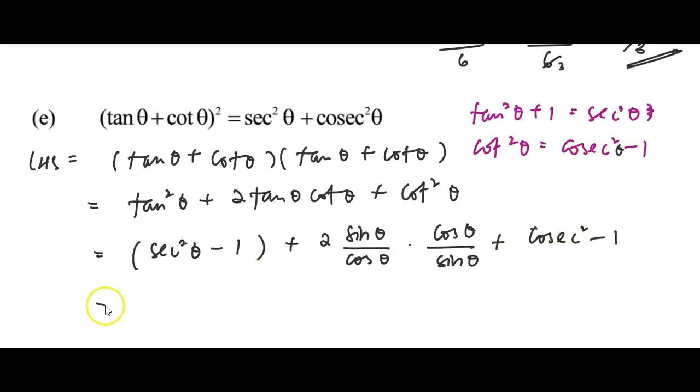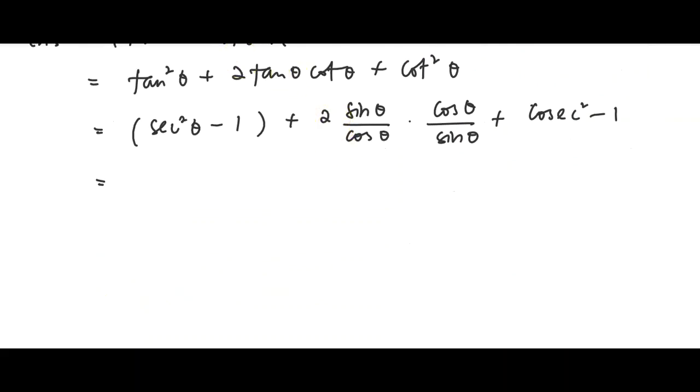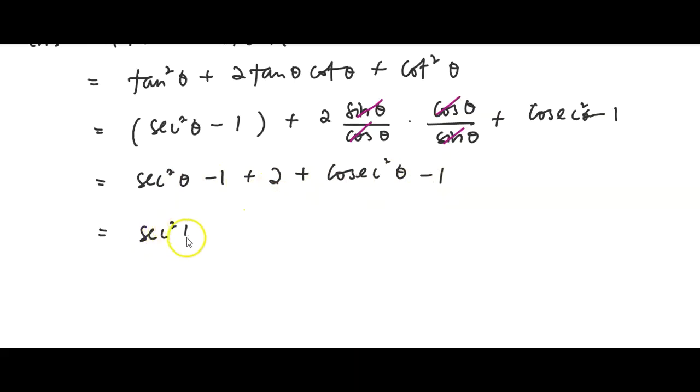Okay, so let's see what happened. Sine can be cancelled off, cos cancel off. Then I got my secant squared theta minus 1 plus 2 plus cosecant squared theta minus 1. Okay. So finally, negative 1 plus 2 minus 1, that will be 0. And finally, we have secant squared theta plus cosecant squared theta. Okay, this equals the right hand side.